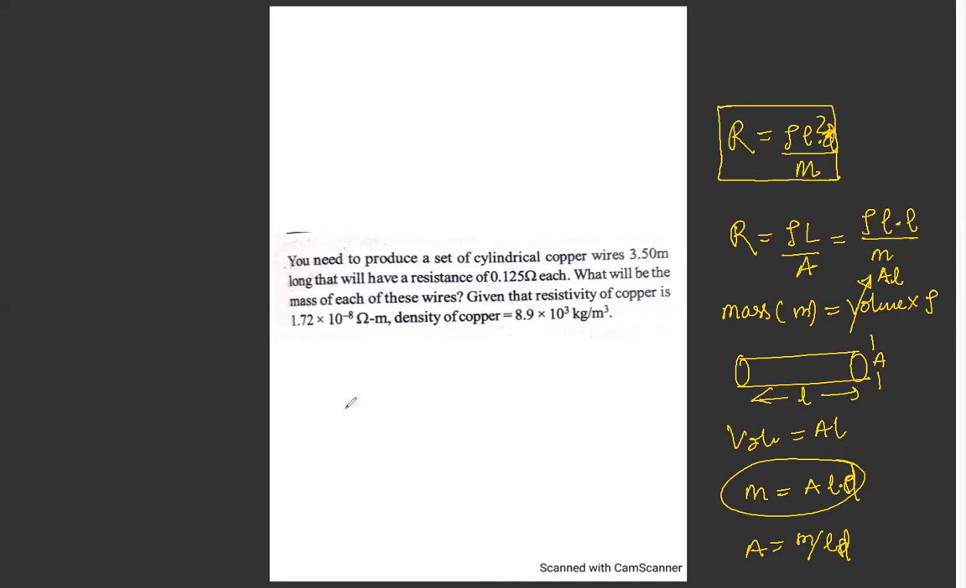So here we are required to find out what? We are required to find out the mass. So we can directly write down the mass is equal to, everything else is given to us, that is rho L square into density divided by the resistance. Just put all these things in your formula, you'll be getting the value of mass.